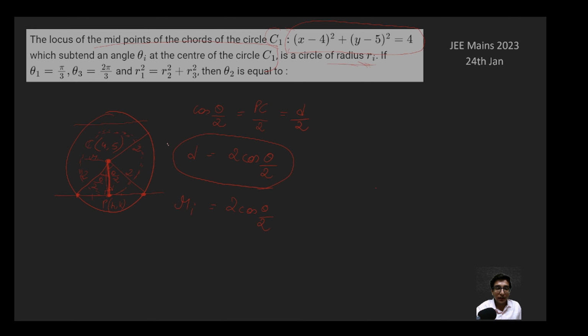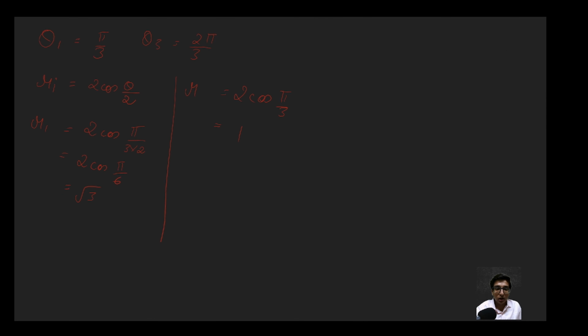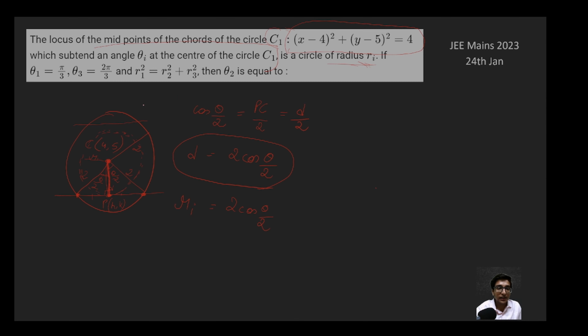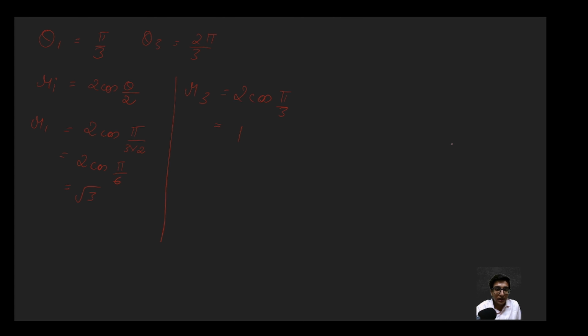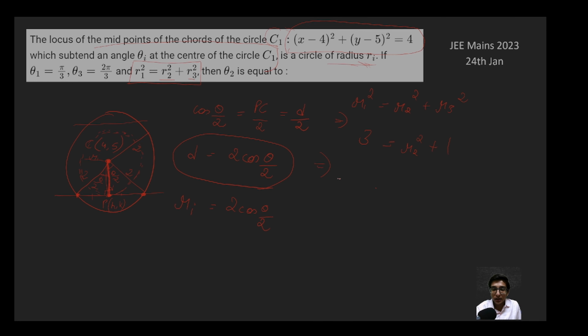Sorry, this is not R2, this is R3, since they've given us theta 3. So we've gotten R1 and R3. Now we have to find R2. They've given us this equation in the question, where R1 square is equal to R2 square plus R3 square. Sorry, this is not cube, this is square. So what is our R1? R1 is root 3. So 3 is equal to R2 square plus R3 square, which is 1. So R2 becomes root 2.